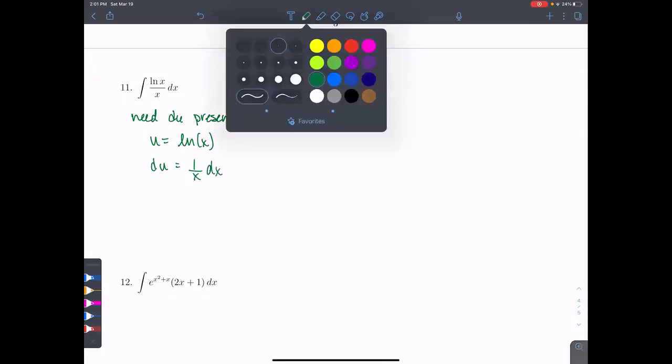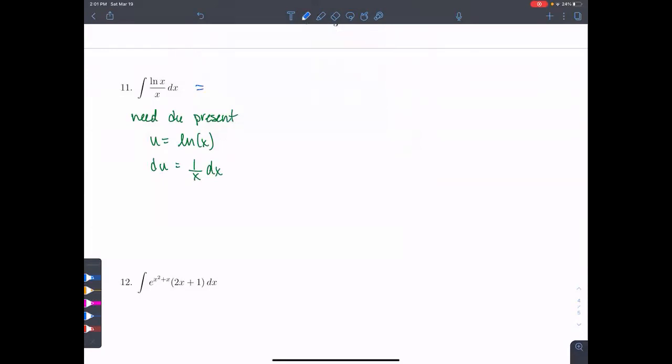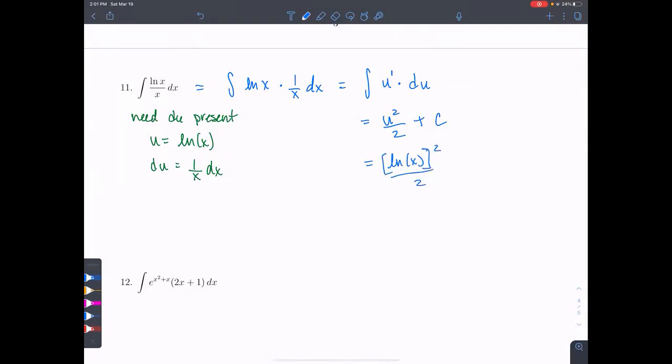And we have that sitting here. If we rewrite this, we have the integral of the ln of x times 1 over x dx. And so we can make the substitution. This is the integral of u times du, which is going to be u squared over 2, because this is u to the first, plus c. And then u is the ln of x. So this is the ln of x squared divided by 2 plus c.